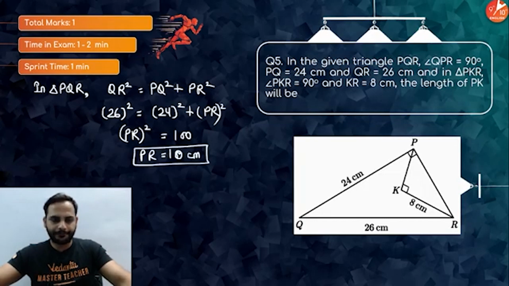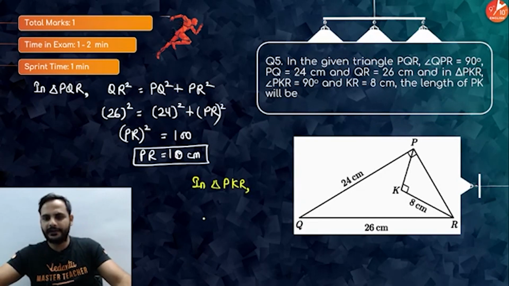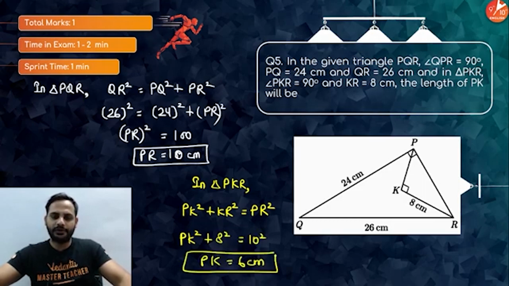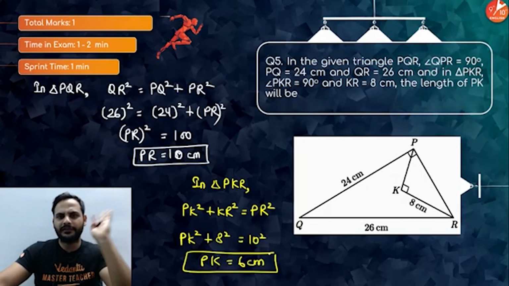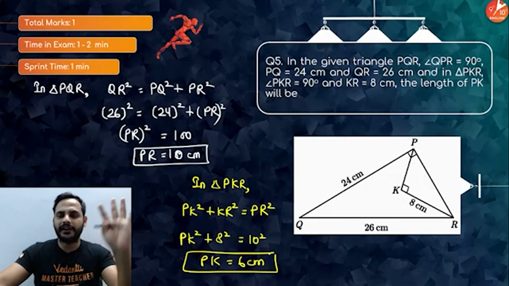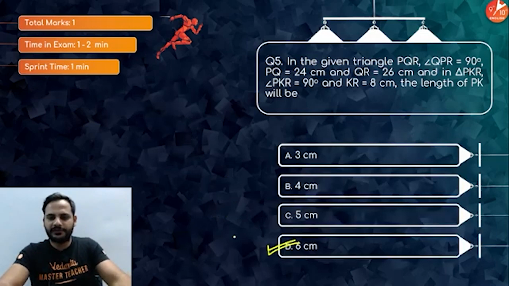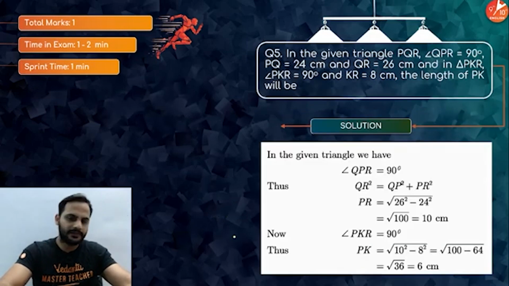Once we've got PR, I can say in triangle PKR, PK square plus KR square is equal to PR square. Earlier we didn't know PR, now I know PR. So PK we don't know, PK square plus 8 square is equal to 10 square. All of you know this triplet. PK will be 6 centimeters. I have told you, two times you have used Pythagoras theorem. Otherwise, there is nothing difficult in this question. Simple, right? So the correct answer will be option B, 6 centimeters.